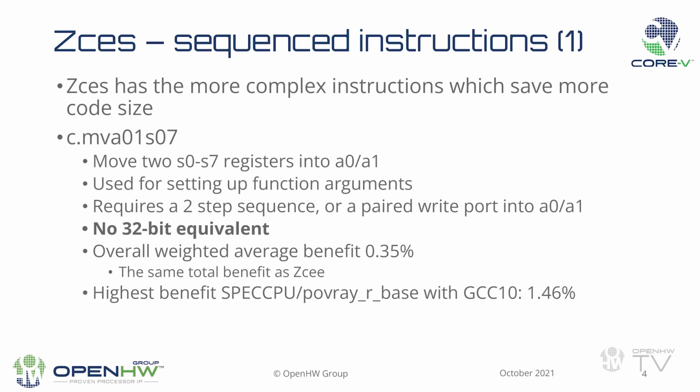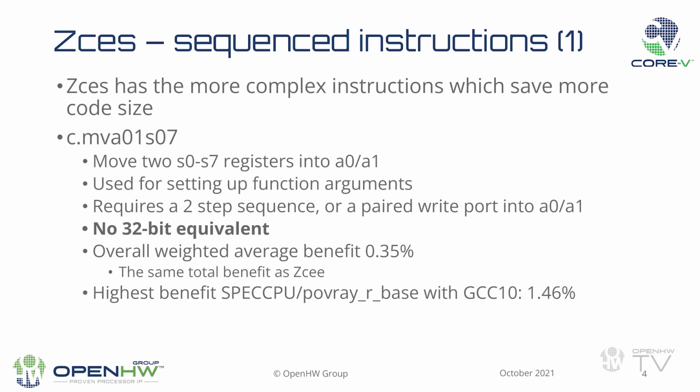So the first instruction, C.MVA01S07. Just to explain it, it's a C.MV, a compressed move instruction. It moves into the register pair A0 to A1, 2 individually indexed registers from S0 to S7 using ABI names to reduce encoding space. This is used for setting up function arguments, and you'll find you'll need one of these before almost every function call.